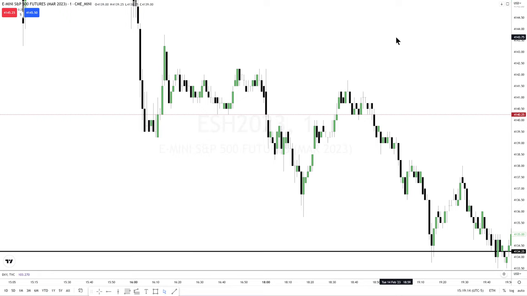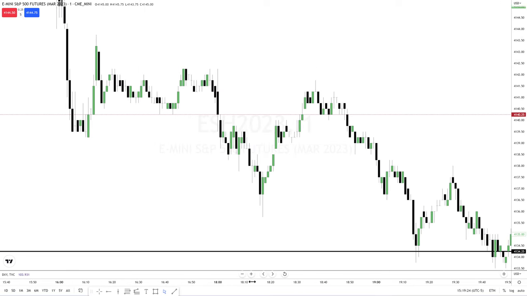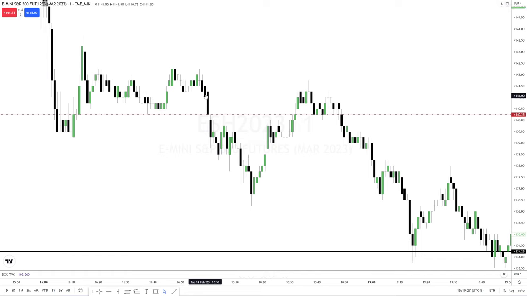All right, so you should be seeing a 1 minute chart of the E-mini S&P, March delivery contract for 2023. And right here, this candle right here. That candle, the closing price, we're going to annotate that. And then we're going to annotate the very next candle's opening price, which is here.